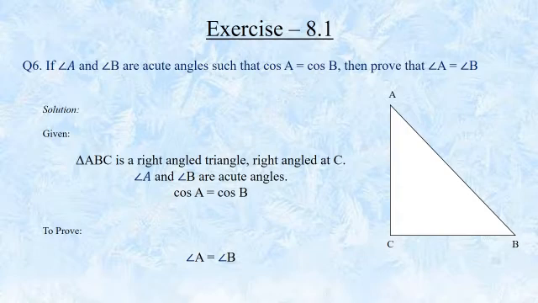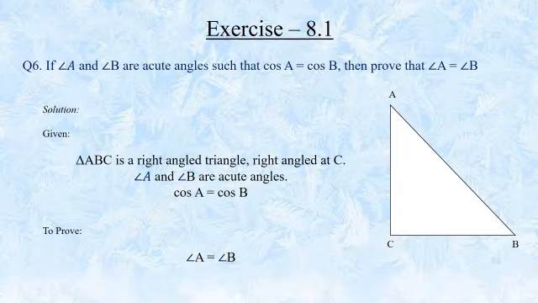Next question, question number 6. If angle A and angle B are acute angles such that cos A equal to cos B, then prove that angle A equal to angle B. Let us draw the diagram for this first.